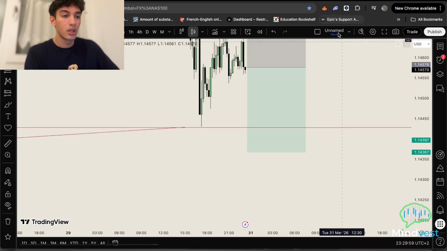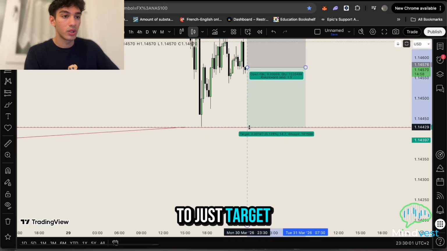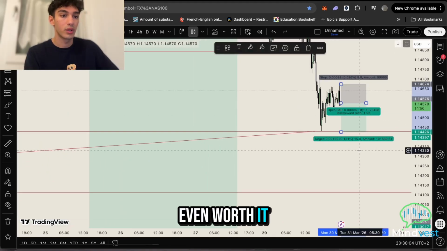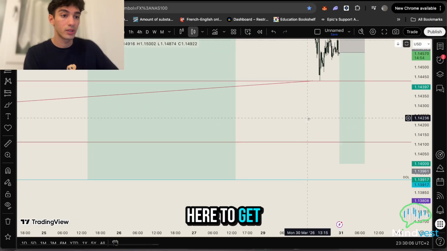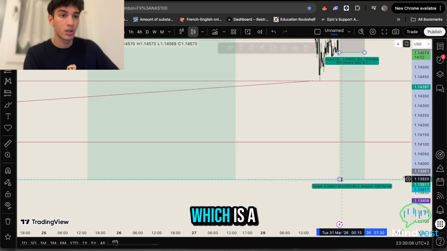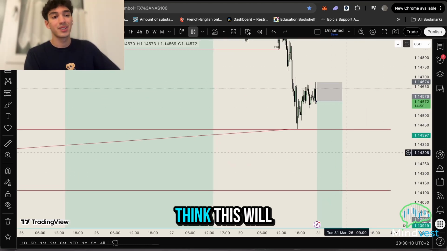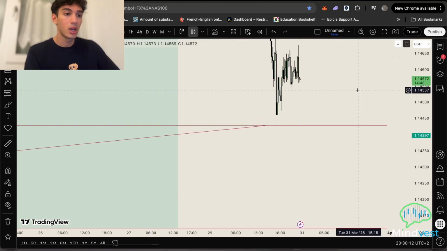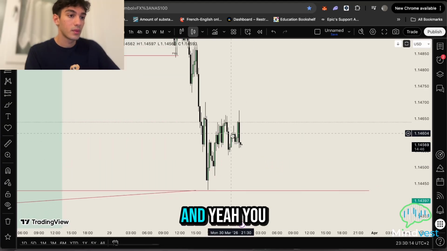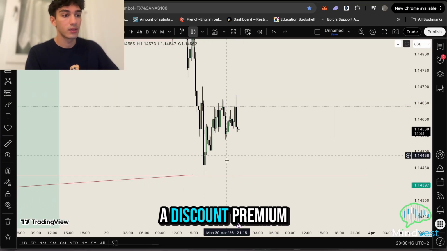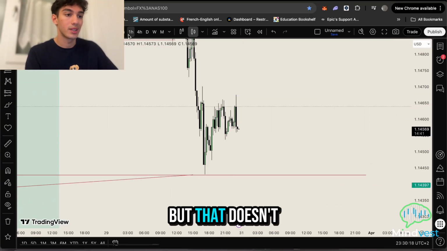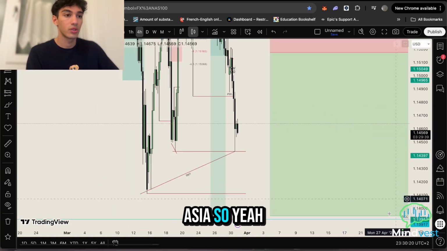But like this, right? To just target this 1.1 to 1.5 is not even worth it. So you'd have to go all the way down here to get decent RRs, which is a 6 RR from here, but I don't think this will play out, just probability wise. And yeah, you are still shorting a discount. Premium of the small leg, but that doesn't really count. I don't trade Asia, so yeah.